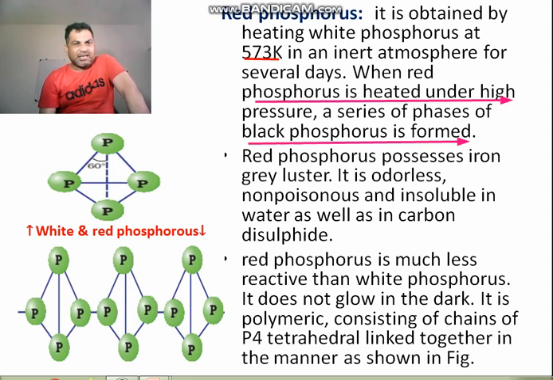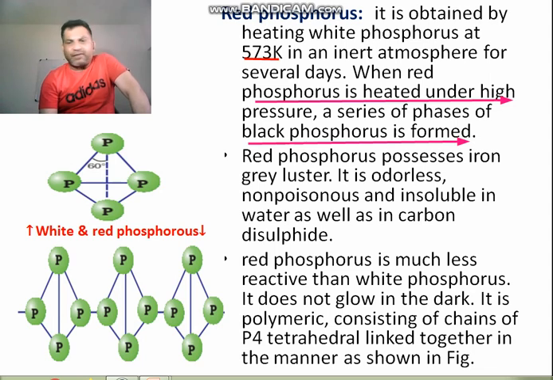When red phosphorus is heated, a series of phases of black phosphorus is formed. Now if we heat this red phosphorus under high pressure, so lots of black phosphorus is formed. Red phosphorus possesses iron gray luster. Now white phosphorus is white, but this red phosphorus has a color like ferric oxide; the red color is of a different type, iron red. Okay, it is of iron gray luster type. It is odorless, non-poisonous, insoluble in water as well as in carbon disulfide.